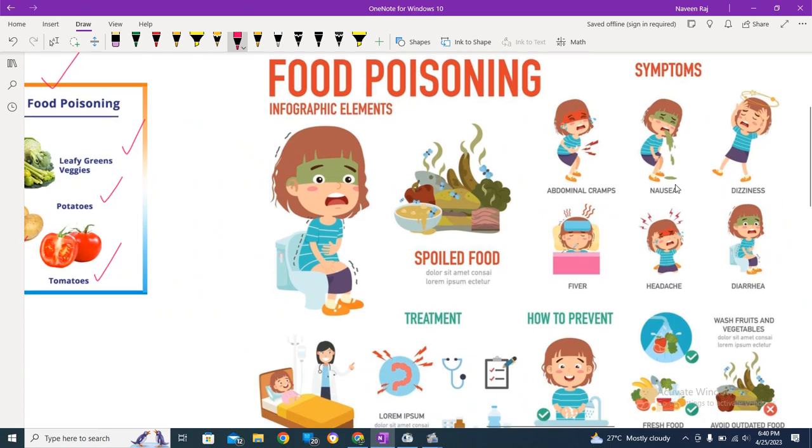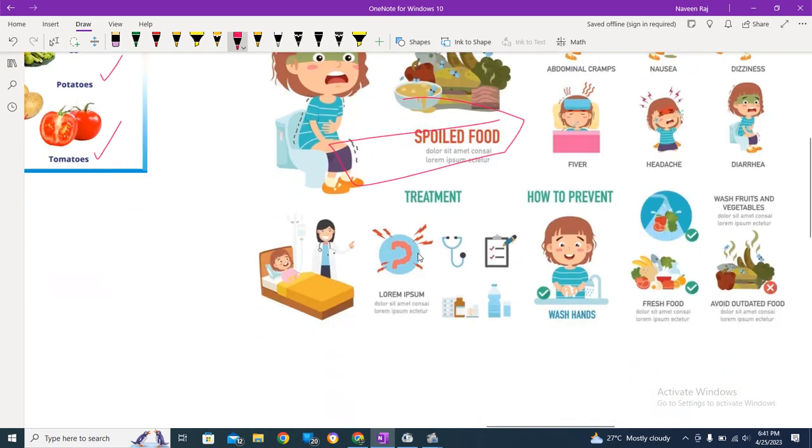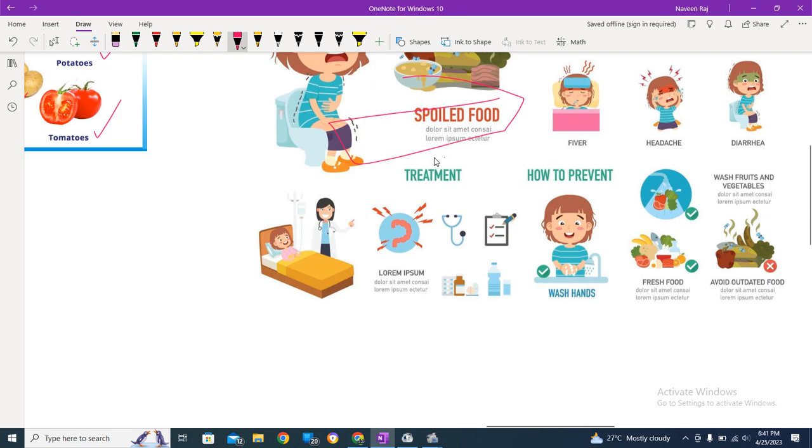While the symptoms we have already discussed, so this is not something new here. Yes, this is very important. Spoiled food is a major factor which leads to food poisoning. And now for the treatment.